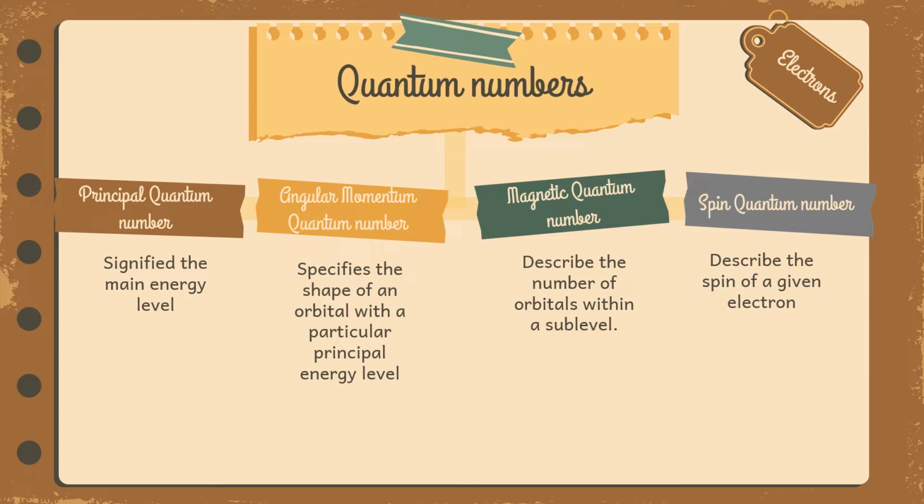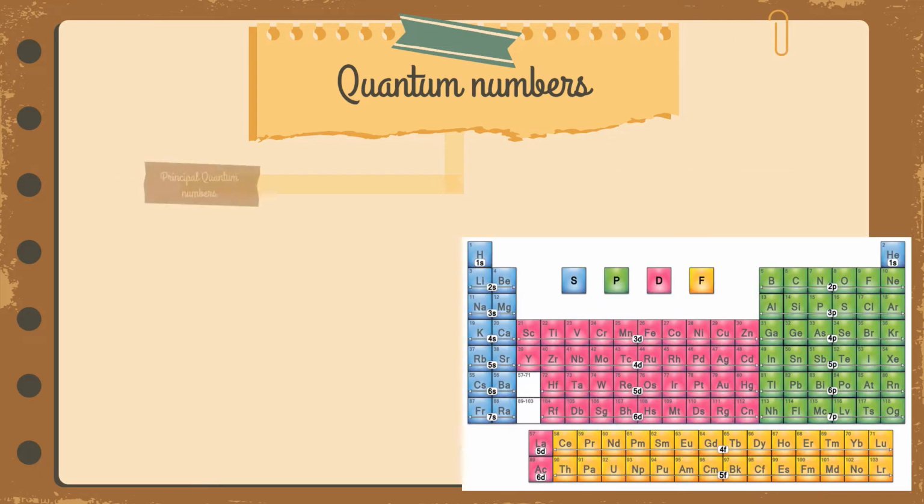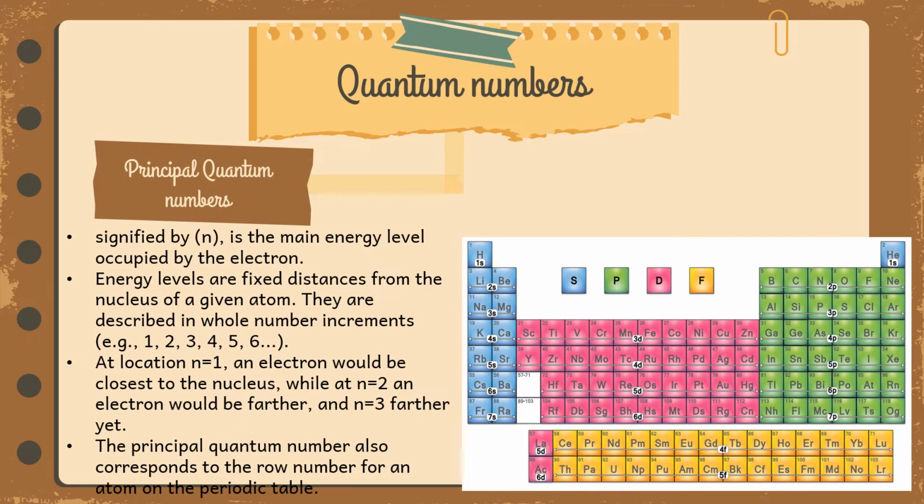Now, to explain further the different quantum numbers, let's start with the principal quantum number. The principal quantum number is represented by the letter n. It is the mean energy level occupied by the electron. Energy levels are fixed distances from the nucleus of a given atom. They are described in whole number increments, such as 1, 2, 3, 4, 5, 6, and so on. At n equals 1, it indicates the first orbit, or the orbit closest to the nucleus.